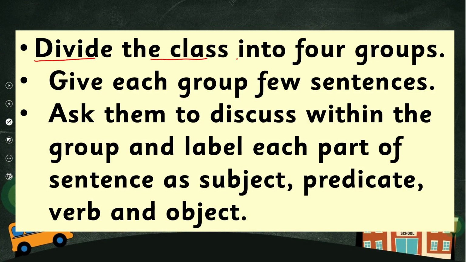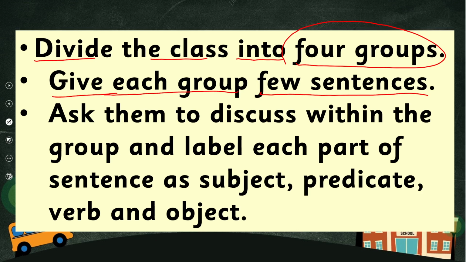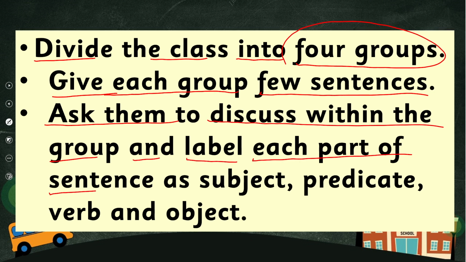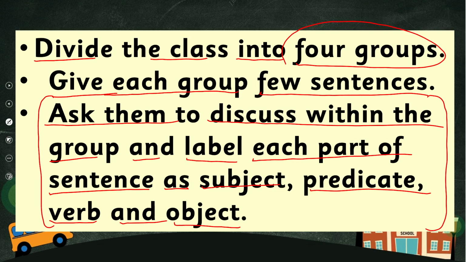The teacher will divide the class into 4 groups and give each group a few sentences, and ask them to discuss within the group and label each part of the sentence as subject, predicate, verb and object. So this is how you will practice different types of sentence structure. Pause the video, enjoy the activity and then come back.